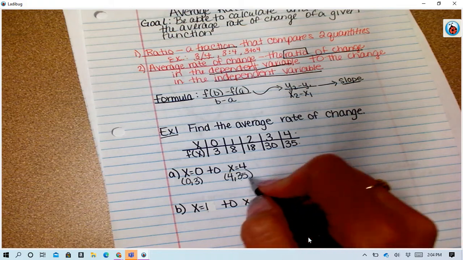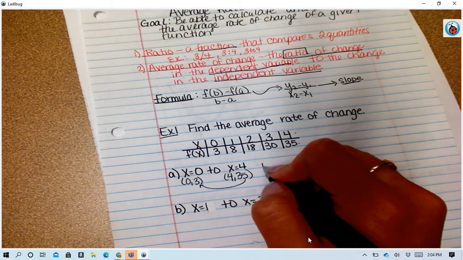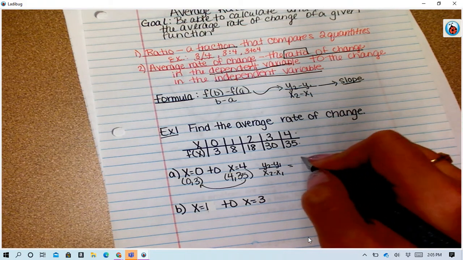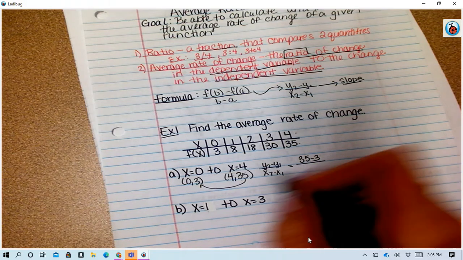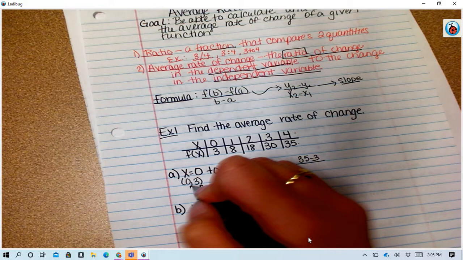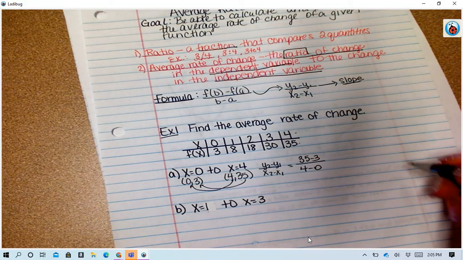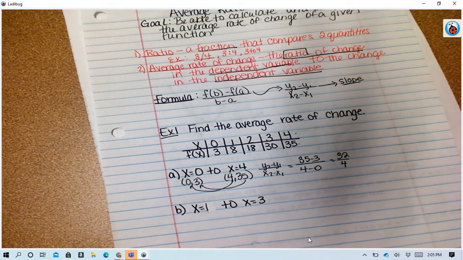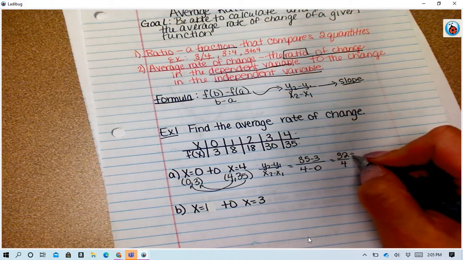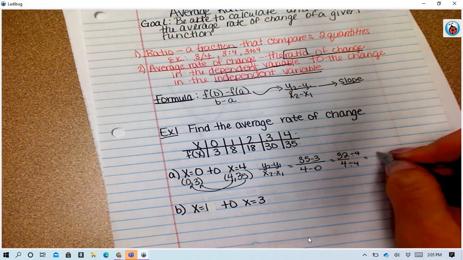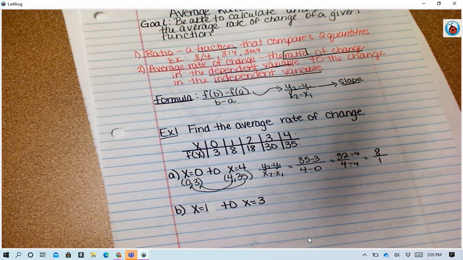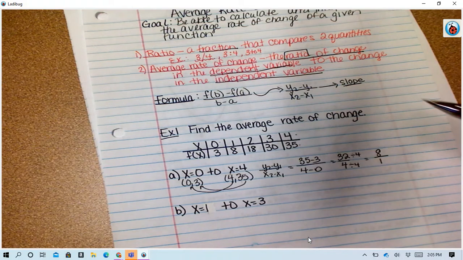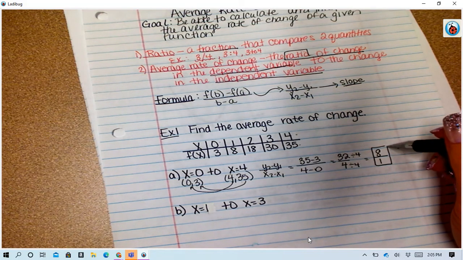So finding the slope would be y2 minus y1, and if you need to write it, you can, over x2 minus x1. So that would give us 35 minus 3 over 4 minus 0. 35 minus 3 is 32. 4 minus 0 is 4. And then what you want to do is reduce. These are both divisible by 4. And we are left with 8 over 1. Now notice the average rate of change is a ratio, which means it's a fraction. So you are going to want to leave this as 8 over 1.